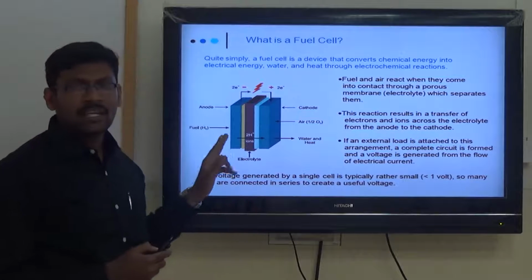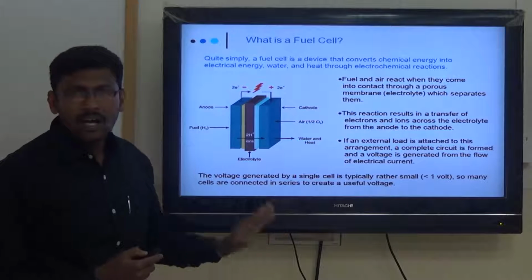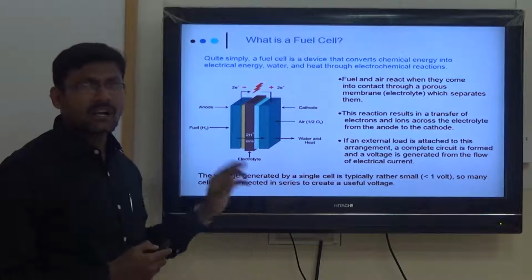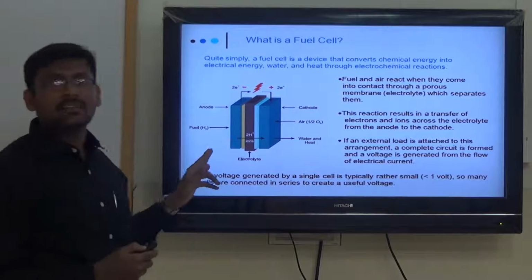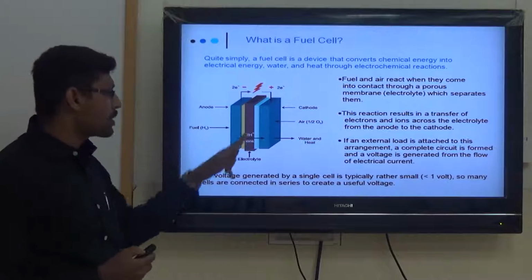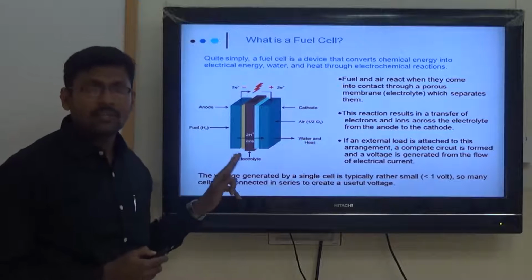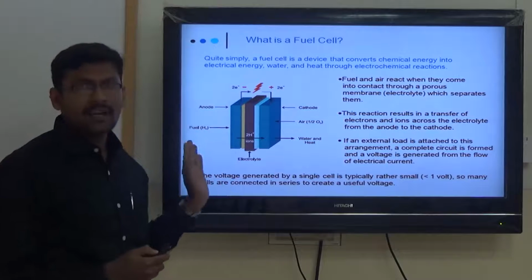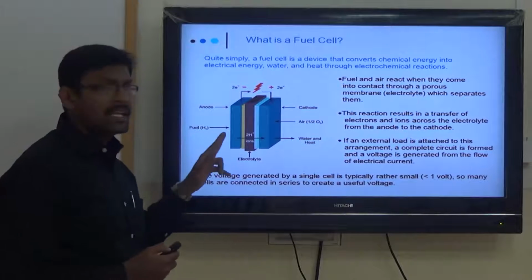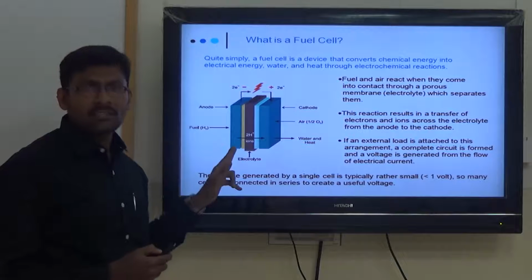This is one of the types. Here the protons and electrons will be exchanged in order to generate electricity. Fuel and air react when they come into contact with the porous membrane. This is the porous membrane, which is the electrolyte. This electrolyte, fuel and air come into contact. Here the H plus ions and the O2 minus ions combine.